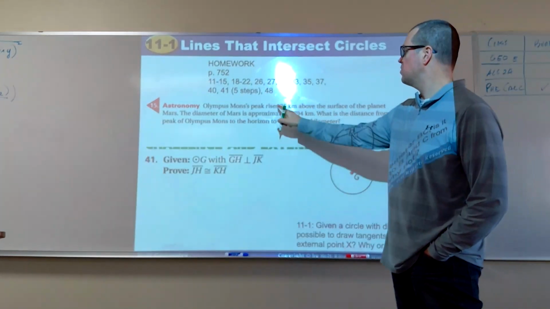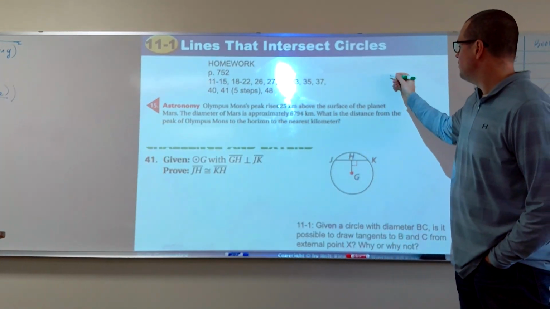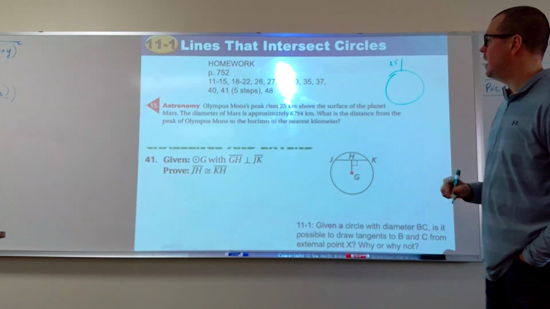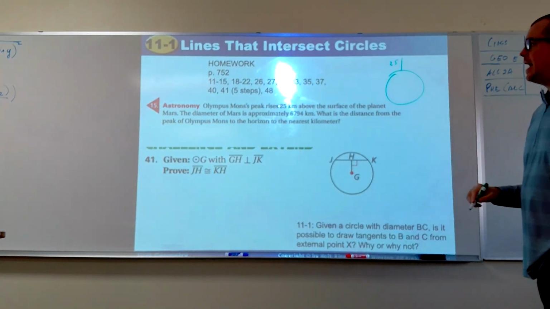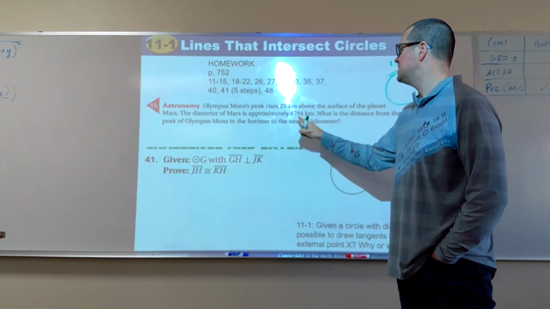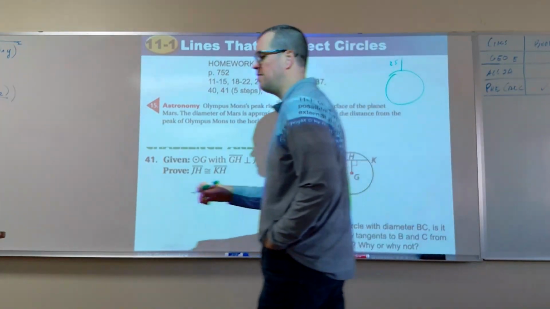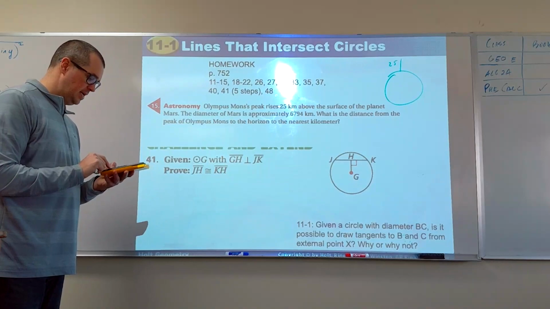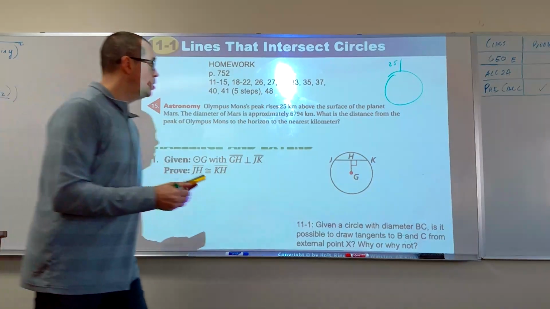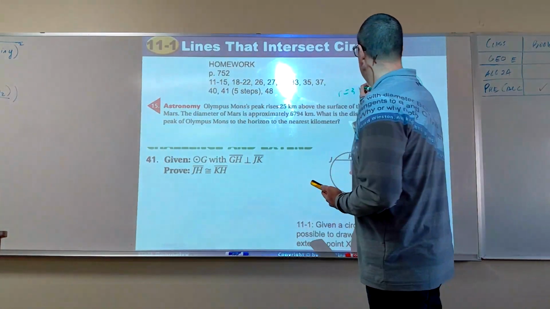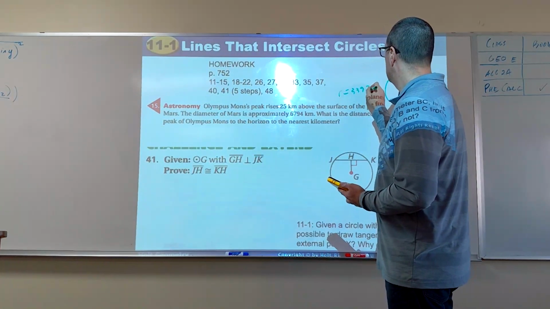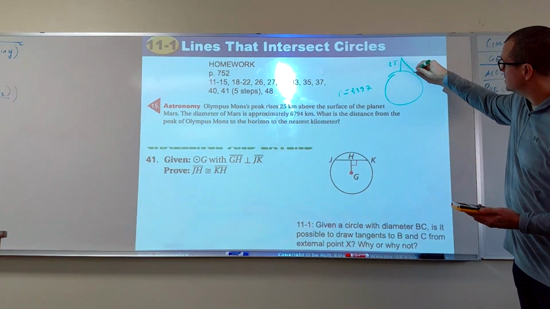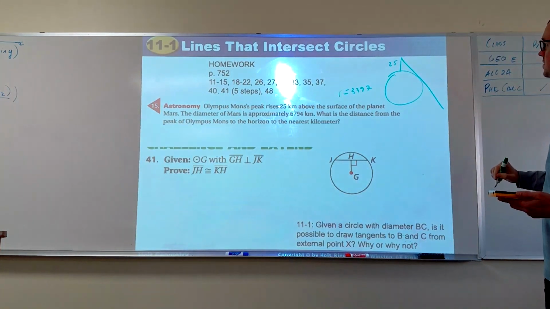Olympic Mons Peak rises 25 kilometers above the surface of planet Mars. All right, there's Mars. There's Olympic Mons at 25. The diameter of Mars is approximately 6794. So we need to find the radius of Mars. That's going to help us out here. So I'm going to take 6794 divided by 2, which is 3397. Okay? What is the distance from Mons' peak to the horizon, excuse me?